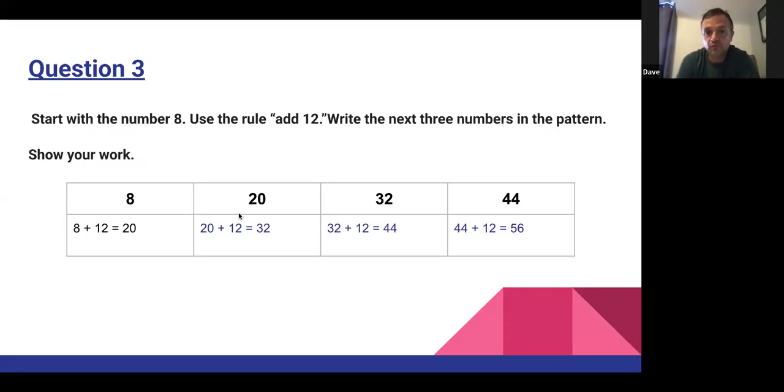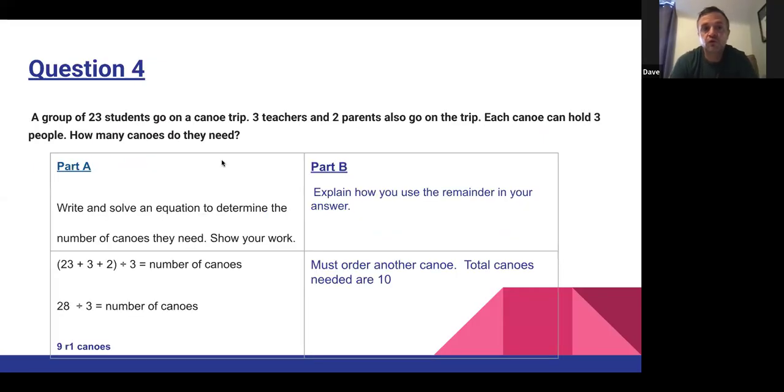So each time I add 12 to the number to find my next number. I'm using the rule, all right? So remember, they tell us, hey, start here, add here. That's how I'm going to find that pattern, right? They're telling us the rule we have to follow. Okay, so this one's a little tricky.